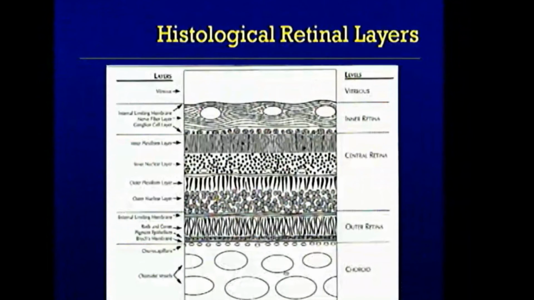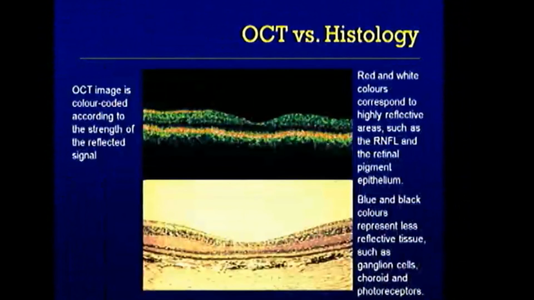And as a reminder, what we're interested in glaucoma is the inner retinal layers next to the vitreous here, so the nerve fiber layer and the ganglion cell layer, and also the inner plexiform layer. And these areas become thin in advanced glaucoma. The OCT image is color-coded. The warmer colors, red and white, represent signal of high intensity, highly reflective areas, and blue and black colors represent less reflective tissue.